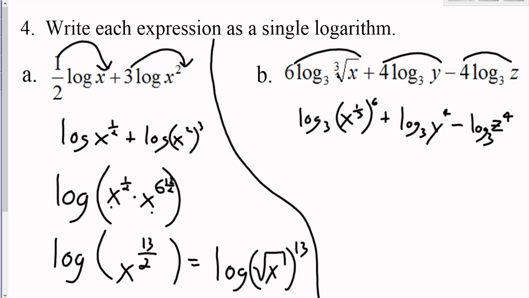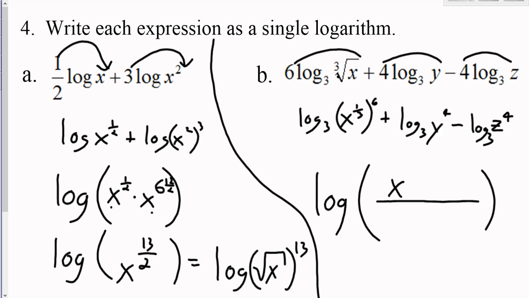Okay, so now I want to write it as a single logarithm, and things that are added are in the numerator, things that are subtracted are in my denominator. So simplify x to the 1/3 to the 6th, I multiply that together, so I get x over 6 over 3, which is x squared.